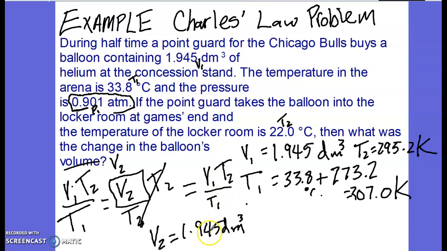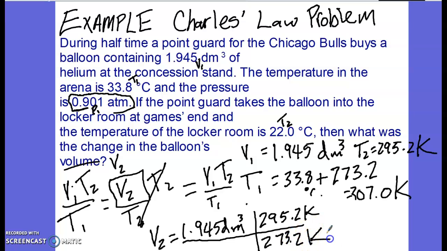So my volume 1 times my temperature 2, so that would be times 295.2 Kelvin, and divide by T1, which is 273.2 Kelvin. So you can see our Kelvins will cancel. We'll end up with decimeters cubed as our answer, which is a volume, so that is a good thing.